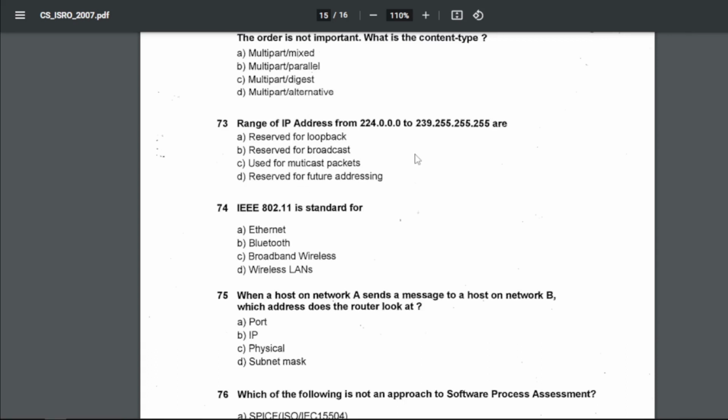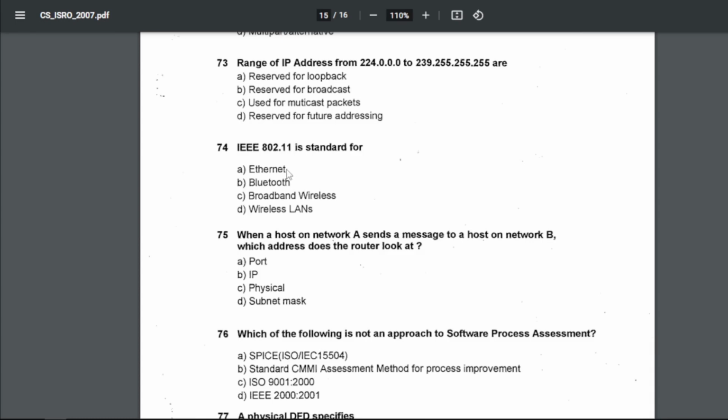73 is: a range of IP addresses from this one to this one are what? If you check the range, that is 224 to 239. Hope you remember that this falls under C, that is used for multicast packets, right? Basically, the full range of multicast addresses is 224 to 239, right? And the multicast address represents a group of IP devices that can only be used as the destination of a datagram and not as the source, right? So this will be the answer.